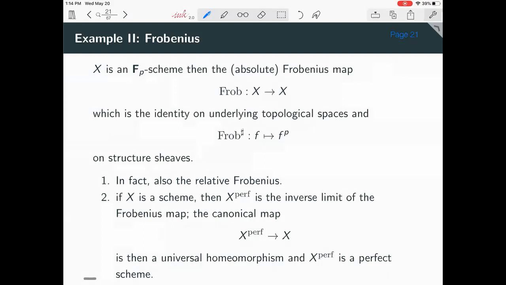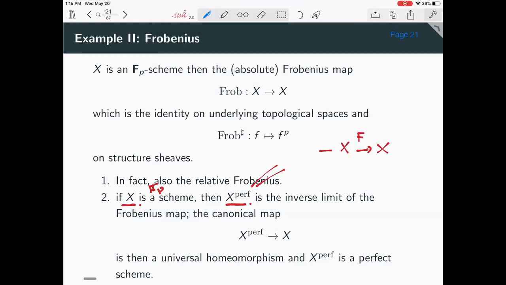And here's a very important consequence of the Frobenius being a universal homeomorphism. You begin with an F_p scheme called X. Then you can consider this thing called X perf, which is the inverse limit of the Frobenius map. So you take X and the Frobenius map F, and take the limit.